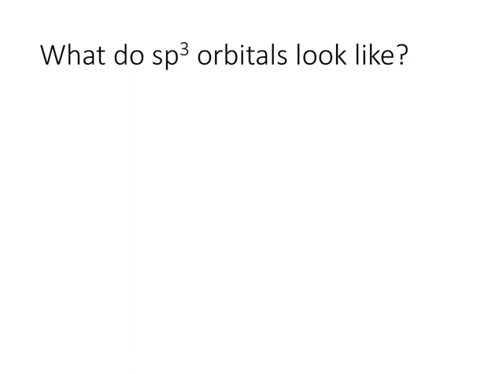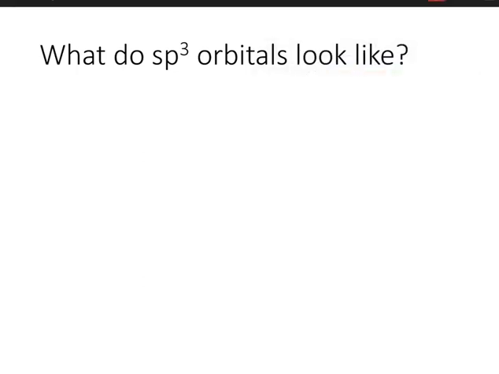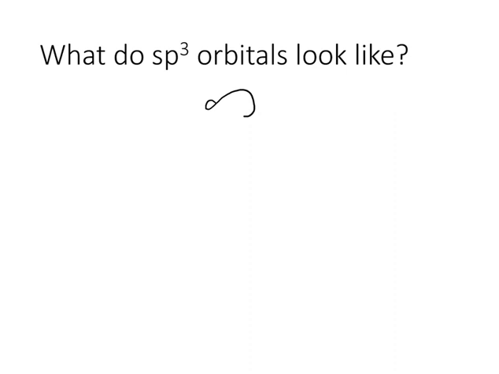Hi everyone! In today's video we're going to continue our discussion of hybridized orbitals. So last time we looked at sp3 hybrid orbitals, and we said that they kind of look like balloons. They look like this. They're kind of halfway between an s orbital and a p orbital. So remember, this has 75% p character and 25% s character.